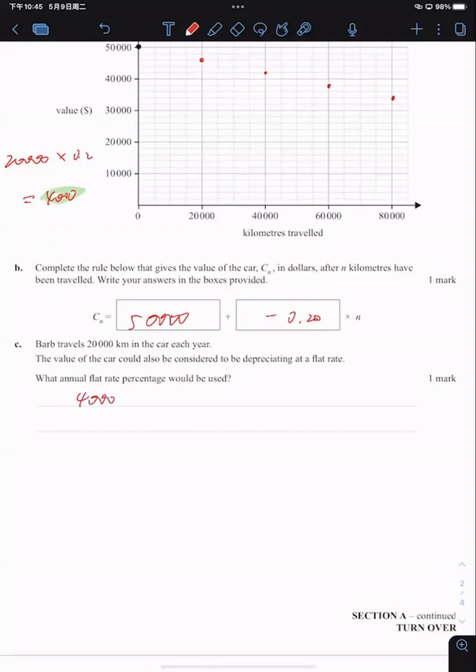So your $4,000 over the car's initial value, $50,000, that is the annual fraction it is going to drop. And the question is looking for the percentage, so you have to multiply by 100%. And finally, your answer is 8%. So just the number 8 is not enough. 0.08 is incorrect. 8% is the answer you have to give.